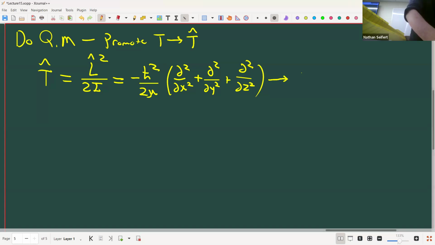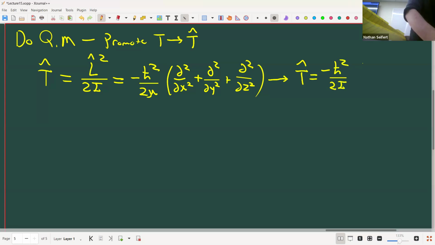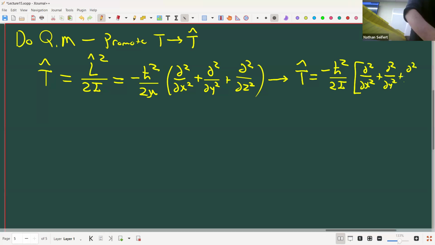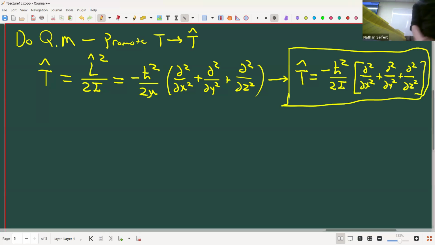And so by just making a substitution, we can say that the kinetic energy from angular momentum is minus h bar squared over 2I times d squared dx squared plus d squared dy squared plus d squared dz squared. Well, that's nice. Sort of.